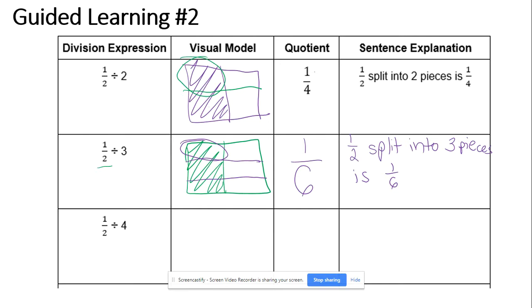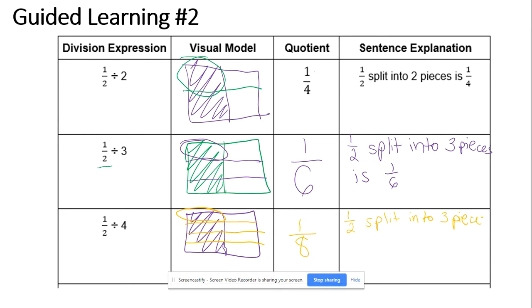All right, last one. 1/2 divided by 4. We're going to start with 1/2, shade in half, and now, wrong color. Let's cut this into 4s. We can see that each group is going to get 1 out of 8 parts. 1/2 divided by 4 is 1/8. So 1/2 split into 4 pieces is 1/8.